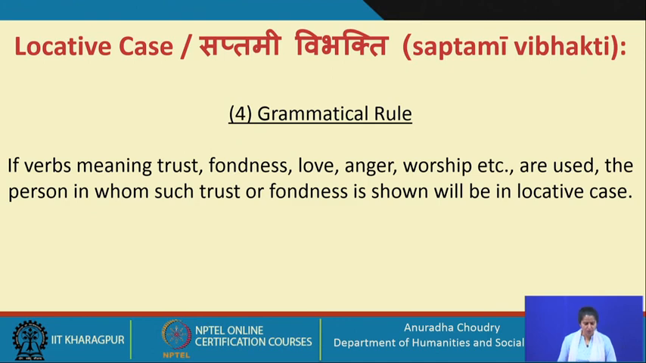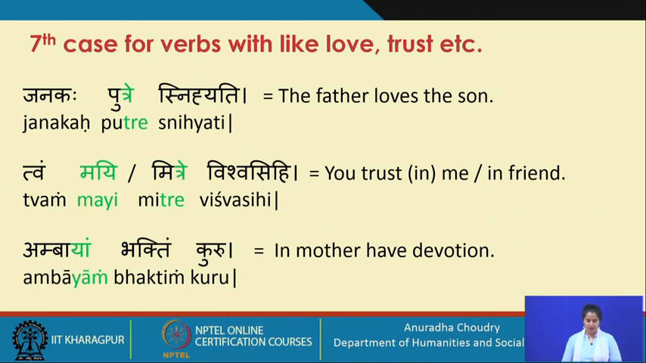The fourth rule is that if verbs meaning trust, fondness, love, anger, worship are used, then the person in whom such trust or fondness is shown will be in the locative case. So we have here, for example, Janakaha putre snihyati. The father loves the son, very literally, or the father has love in the son. Got that? Janakaha putre snihyati.